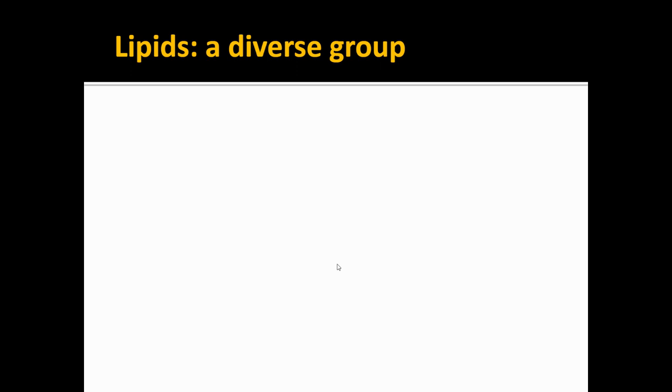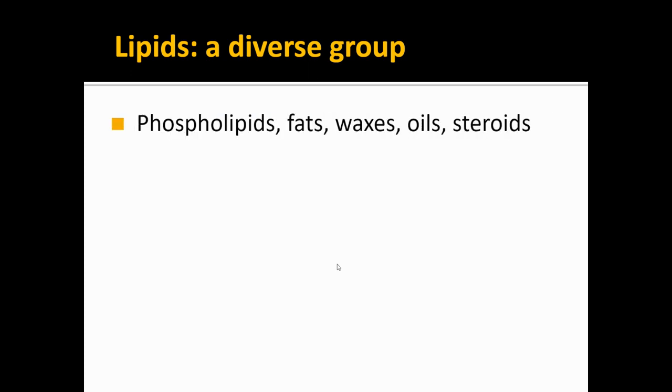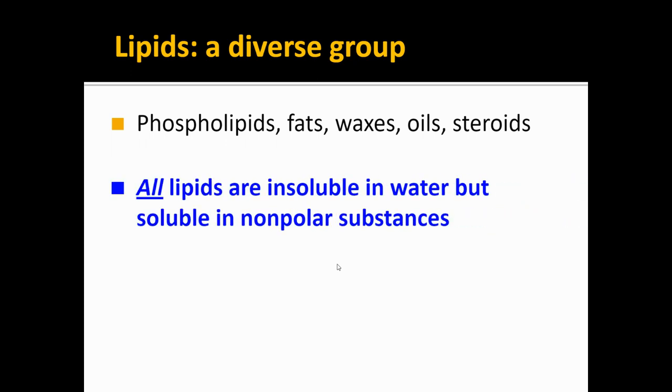Now we're moving into fats, okay, lipids. Lipids are really diverse. There's phospholipids, fats, waxes, oils, steroids, lots of different names and structures and functions for the different types of lipids. The one thing they all have in common, however, is that all lipids are hydrophobic, meaning they are insoluble in water, i.e., they don't mix in water, but they can be broken down and dissolved by non-polar substances. So if you take a fat or grease and take gasoline, which is a non-polar substance, it will dissolve that fat and break it down.